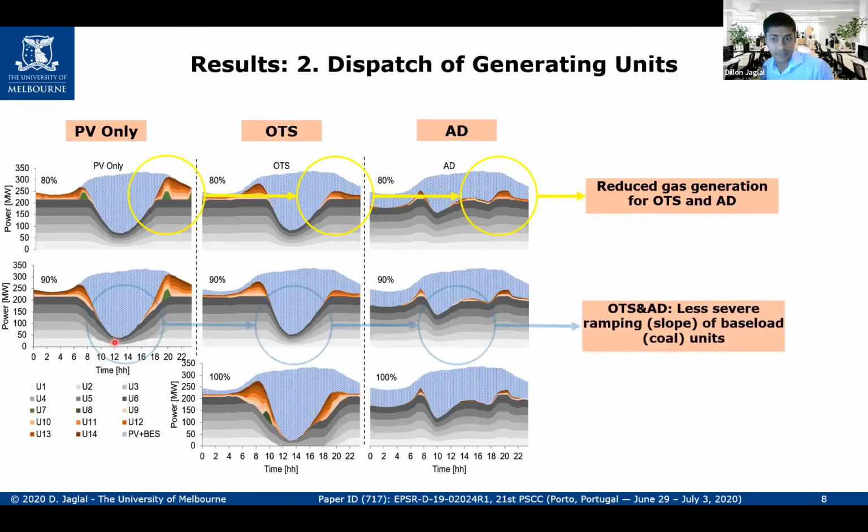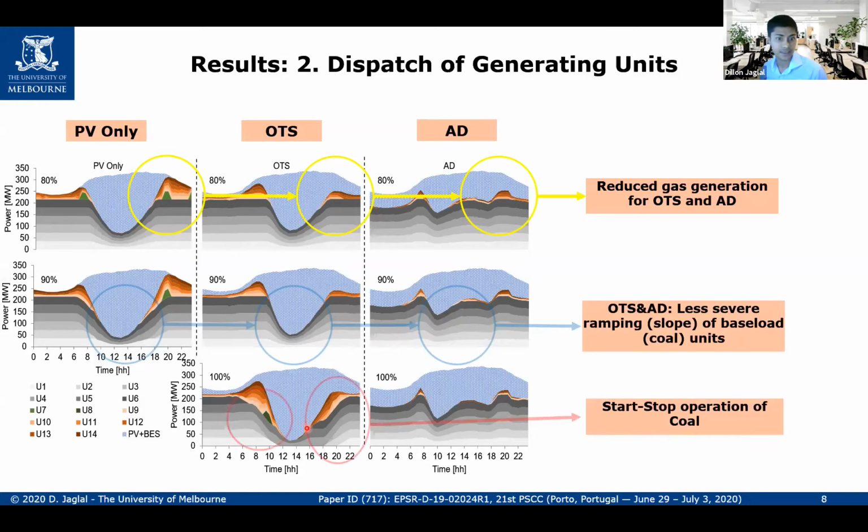If we look at the baseload units, you can see that there's less severe ramping for OTS and AD. And that's because of the inherent operation of the batteries. They're charging a little bit of that PV generation, much more for the case of AD, but they're charging that excess PV generation, and then you're seeing that system level net demand still being there. You can see that baseload plants are still on.